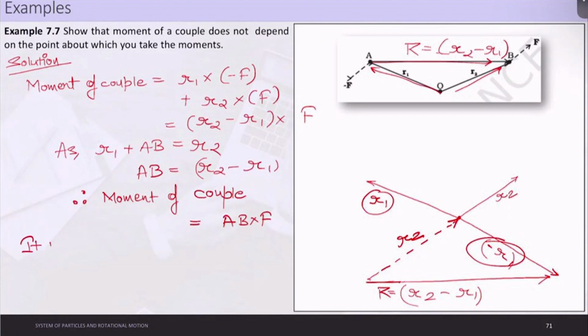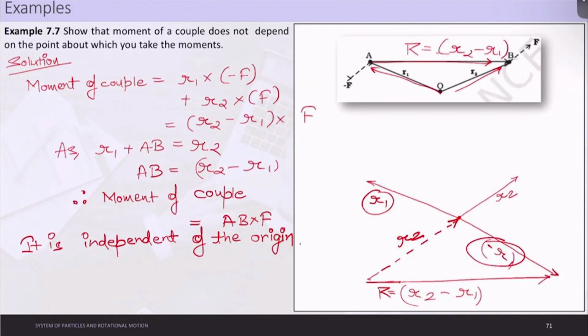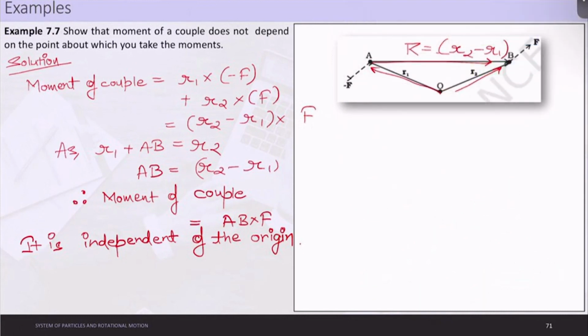So it is, what is it here? It's moment of couple. It is independent of the origin. Okay. So that thing being understood, I will again explain using a simple example so that we can understand this concept. Let us assume this to be a massless body on which there is a force F acting in this direction and another force F acting in this direction.